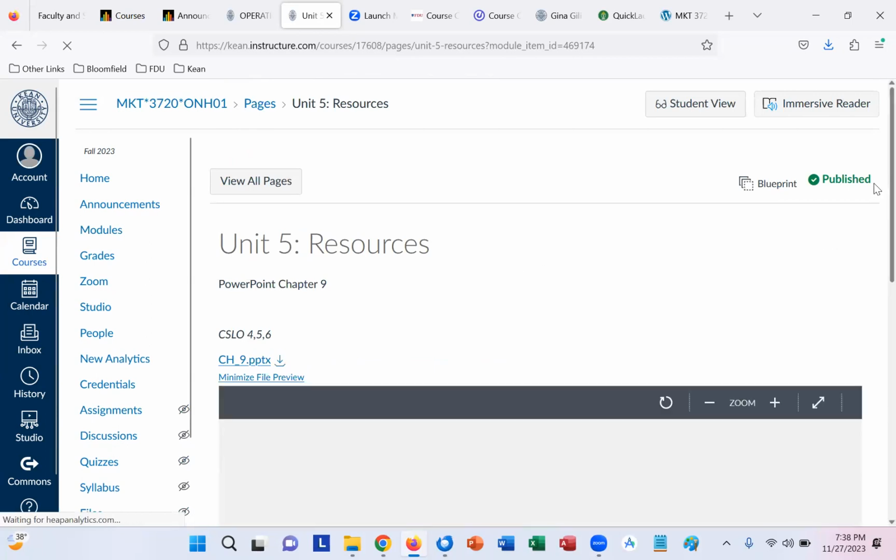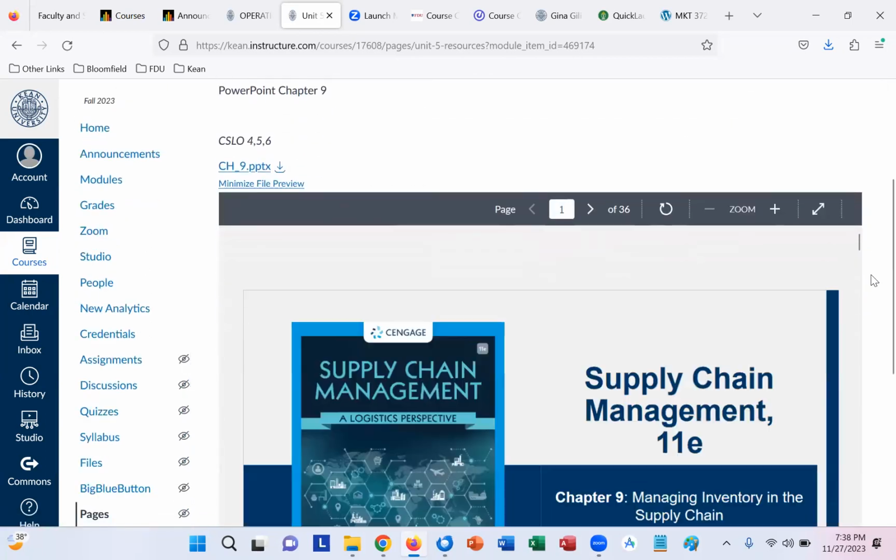So within Unit 5, you'll notice that only chapter number 9 is covered, unlike every other unit where there has been 2 chapters covered.